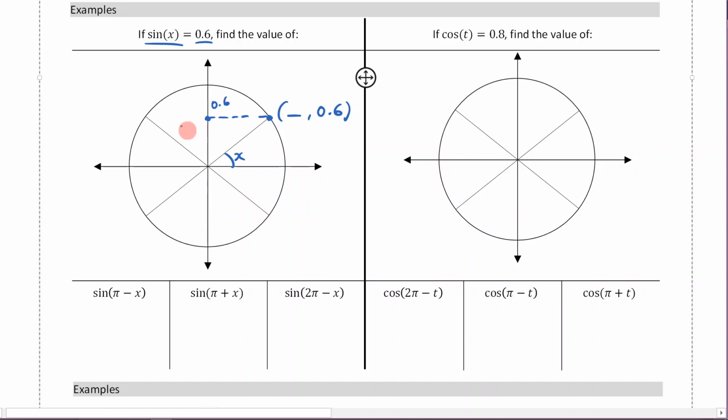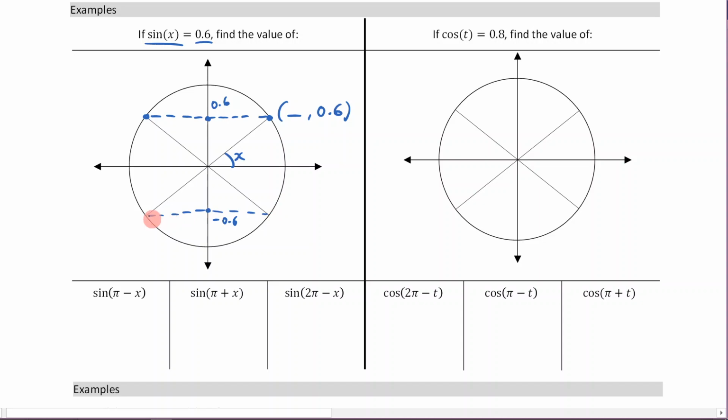And then we could keep going across and we could say, well, this point is going to be 0.6. And then if we were to go down, this right here is going to be negative 0.6, which is going to correspond to here and correspond to there. So that's kind of how we can just immediately visualize what's going on here. Let's now answer each individual question.